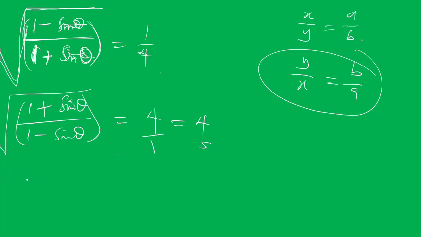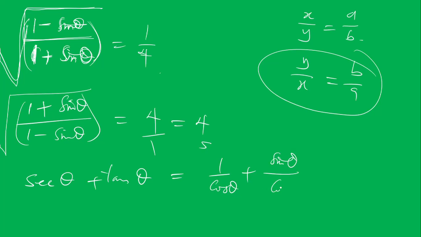Now let's look at what they gave us to look for. They say we should find sec theta plus tan theta. This is the same thing as saying 1 all over cos theta plus sine theta all over cos theta, which is 1 plus sine theta all over cos theta. Since the denominators are the same, you add the numerators.